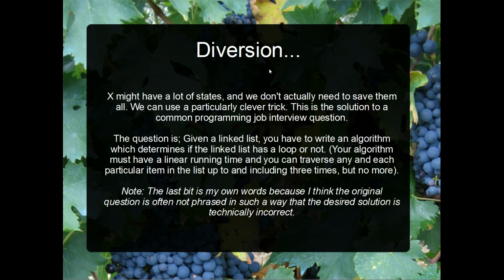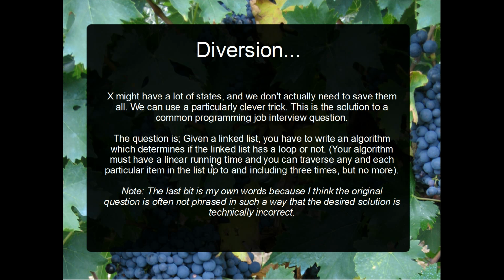So this is a slight diversion, but I think it's interesting. X might have a lot of states, and we don't actually need to save them all. We can use a really clever trick. This one comes straight from a solution to a common programming job interview question. The question runs something like this. Given a linked list, you have to write an algorithm which determines if the linked list has a loop or not. Sounds fair enough. I added this bit at the end because I don't think the original question is quite worded right to allow the answer that people are usually looking for.